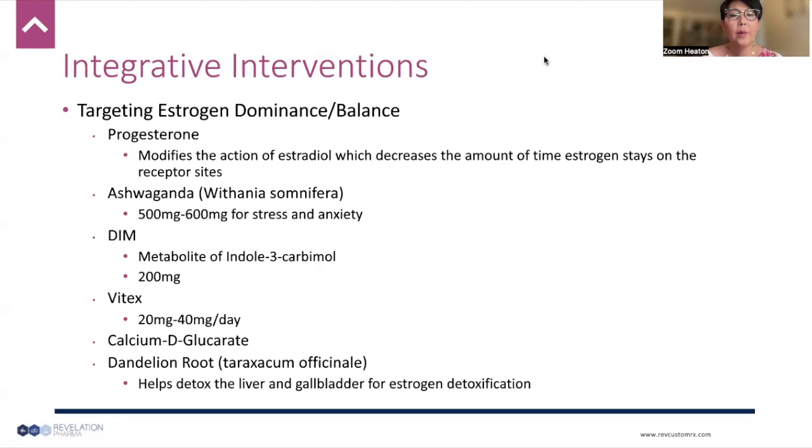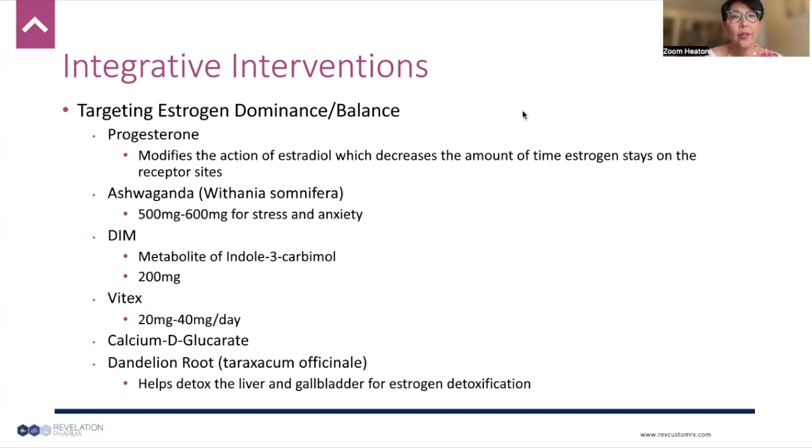Ashwagandha, Withania somnifera. It is commonly used for stress and anxiety. It is a medicinal plant. It is in a category called adaptogenic herbs. And studies have found that women with advanced endometriosis had significantly higher levels of cortisol, which is our stress hormone. And this actually dampens that stress response. And it also has estrogen balancing effects due to the polyphenols in ashwagandha. And usually it's used as 500 milligrams to 600 milligrams for stress and anxiety.